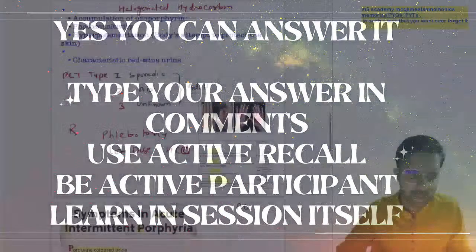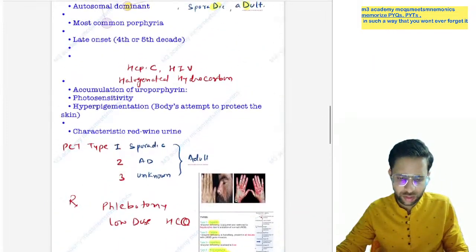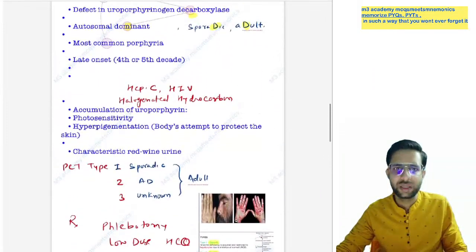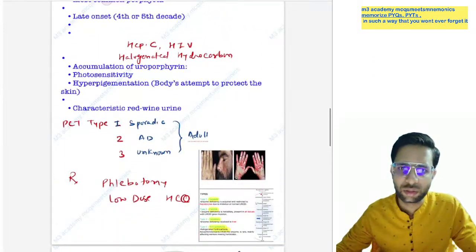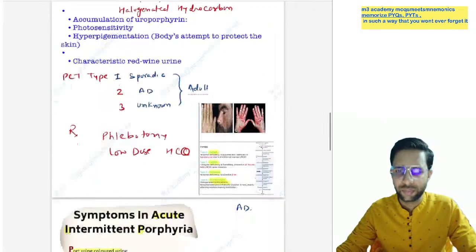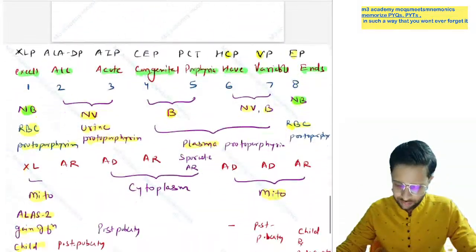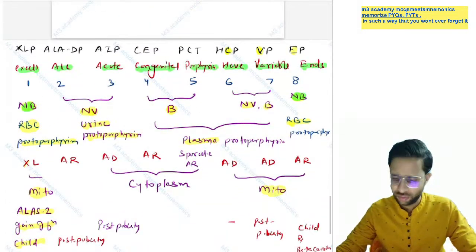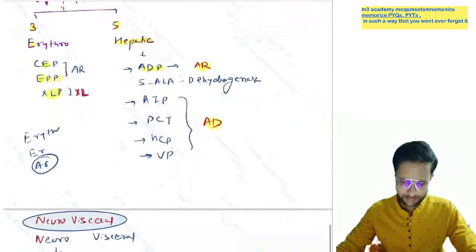Yes, so what is the treatment for Porphyria cutanea tarda? Treatment में क्या करते हैं? Phlebotomy, low dose hydroxychloroquine, because hydroxychloroquine acts as a chemical sunscreen. Yes, so we can advise this. And जो लास्ट वाला porphyria था, the erythropoietic porphyria, where we can give beta carotene. Yes, so beta carotene उसके ट्रीटमेंट में अपन देते हैं.